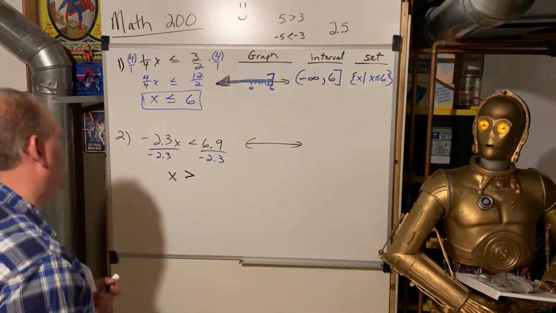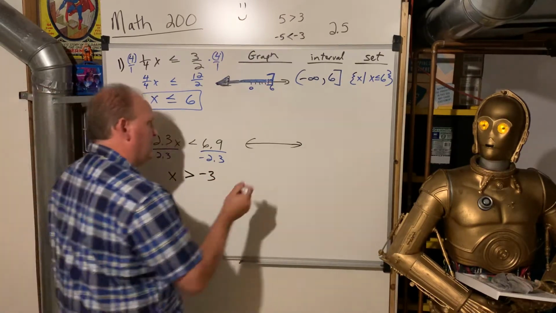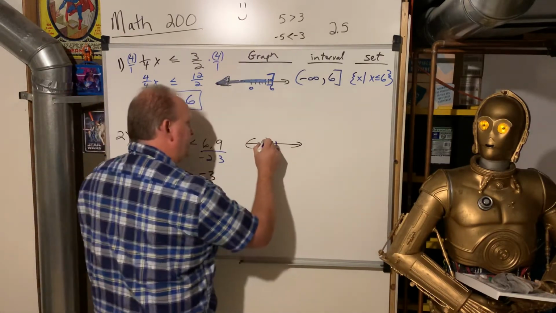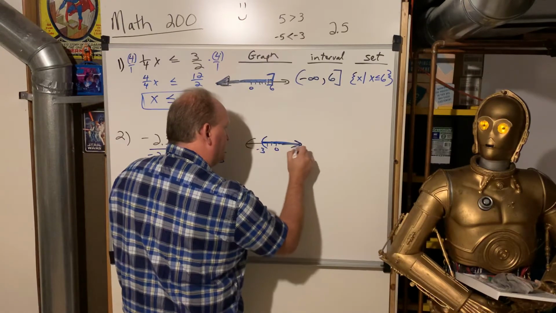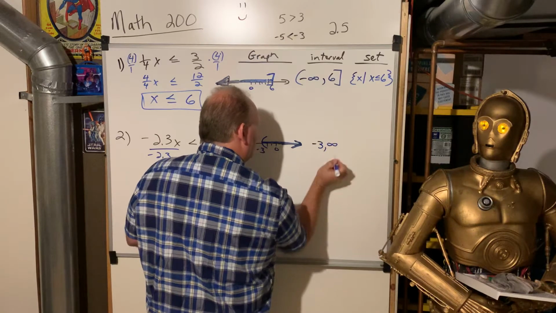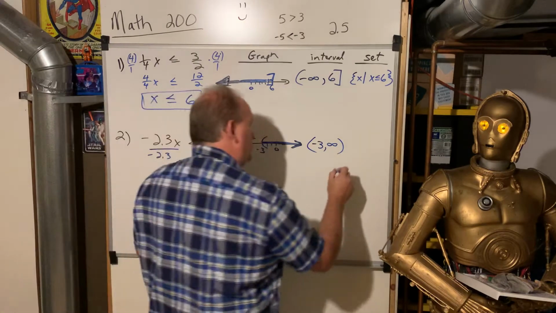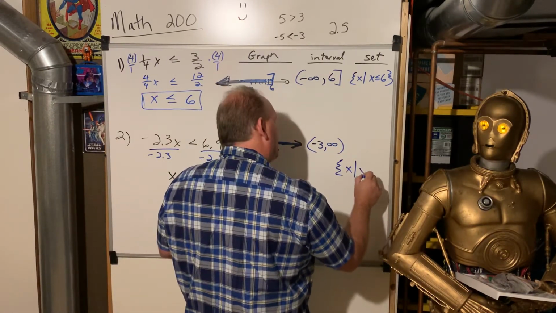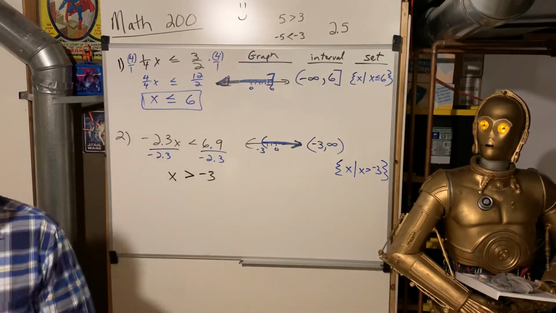And what is that, -3? All right. Got 0, 1, 2, 3. There's -3. We're looking at a parenthesis and going that way. So there's the graph. Interval notation is -3 to positive infinity, both with parentheses. And then set notation is just squiggly x such that x is greater than -3. All right.